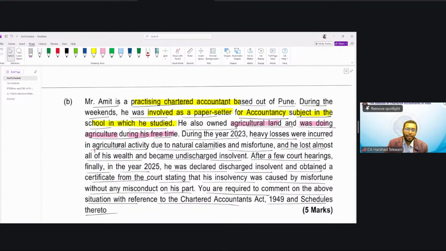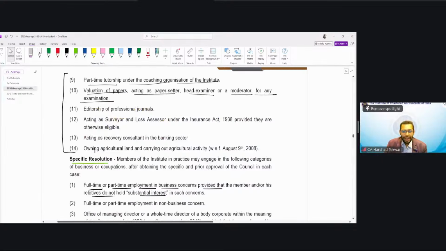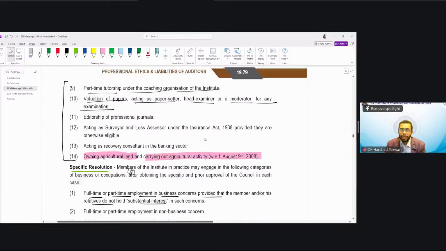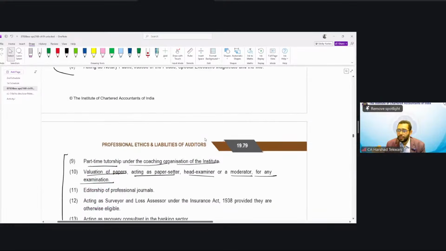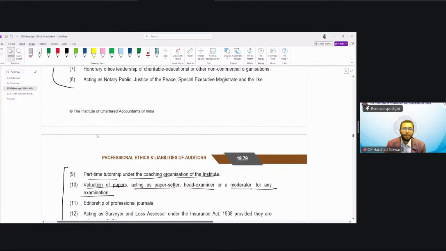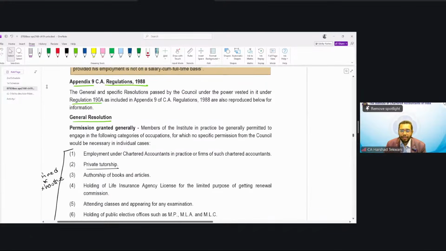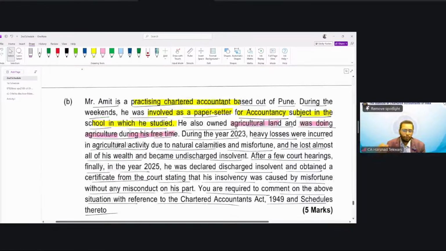So if you see, owning an agricultural land and carrying out agriculture activity is allowed with effect from 9th August 2008, which is under the general permission only. So you are not required to take a specific permission. Again, in the given scenario, agriculture is also fine. So paper setter, fine. Agriculture, fine. Not an issue.